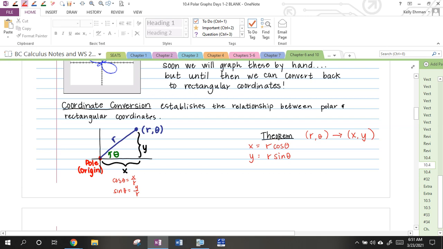It also will be useful to be able to find r. So since we know Pythagorean theorem, we know x squared plus y squared equals r squared. We can also translate that by using substitution. I'm not going to write it all out, but we can say, well, r cosine theta quantity squared plus r sine theta quantity squared will equal r squared, and we can solve for r in that way.